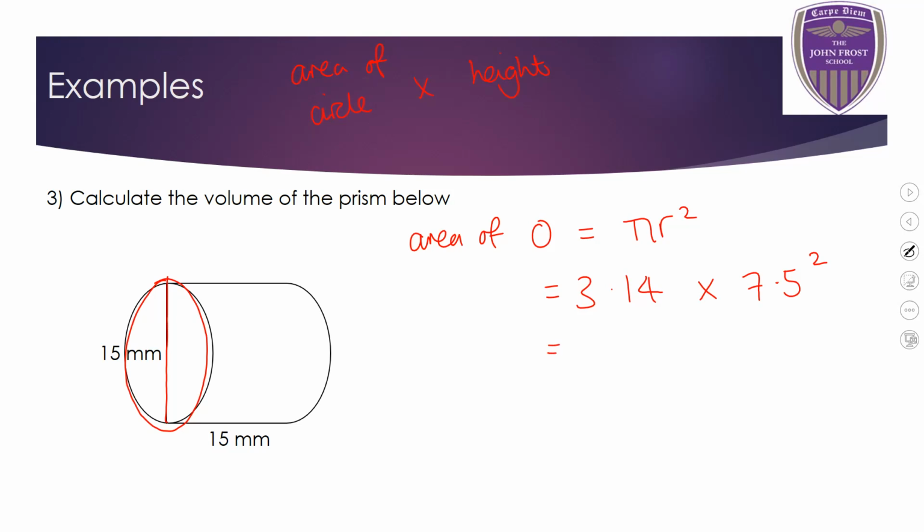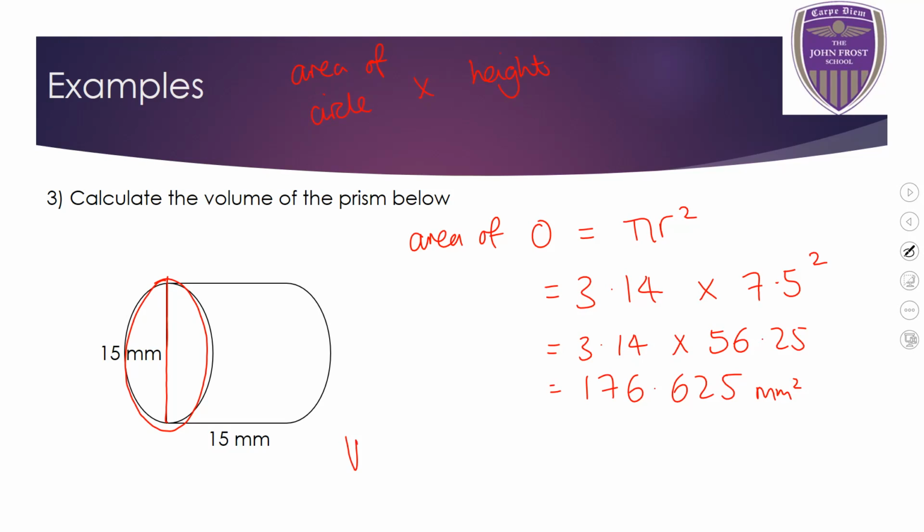If you're a little bit unsure, type it into your phone if you haven't got your calculator on you. So 7.5 squared is 56.25. So 3.14 times 56.25 is 176.625, millimeters squared this time. Don't worry about rounding, just leave it as it is, unless the question tells you otherwise, which it doesn't in this case.